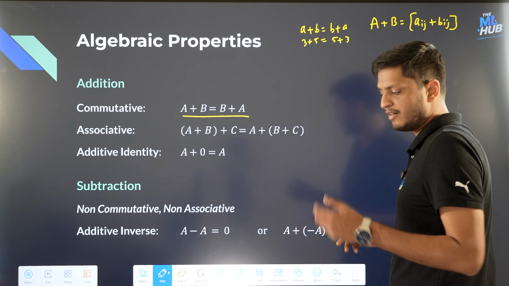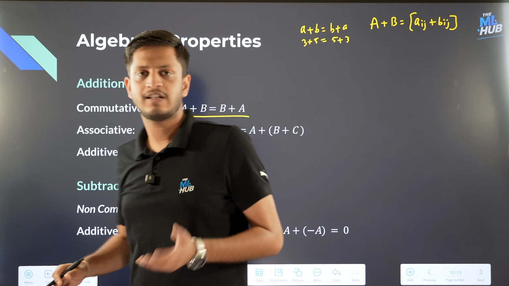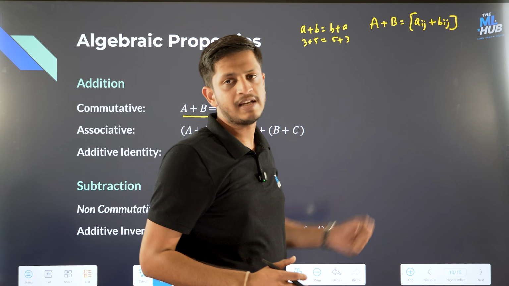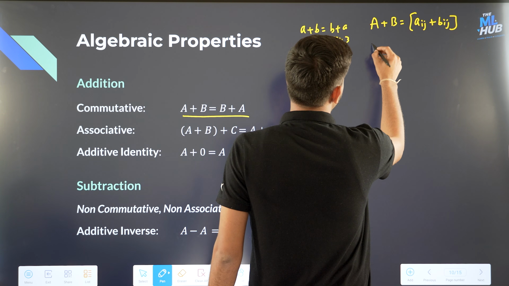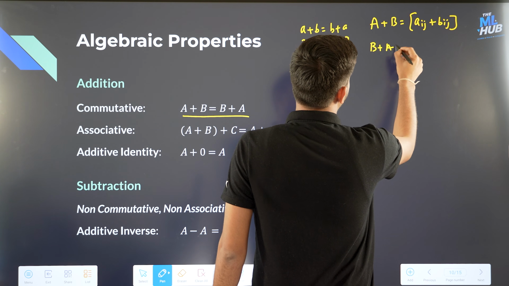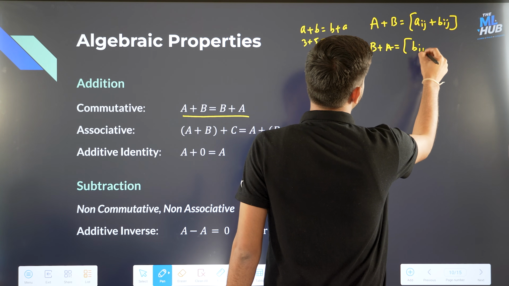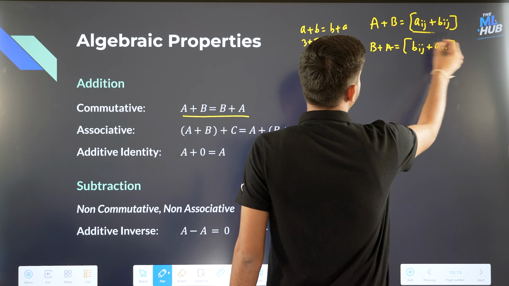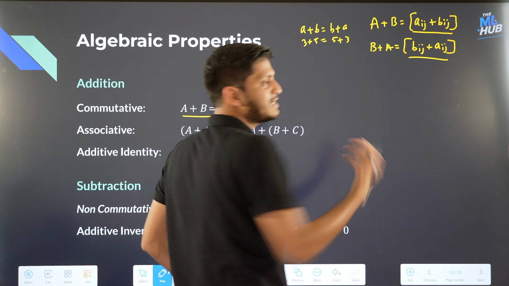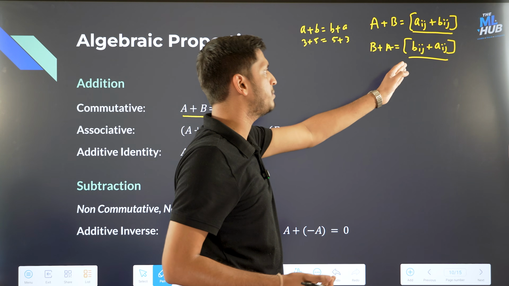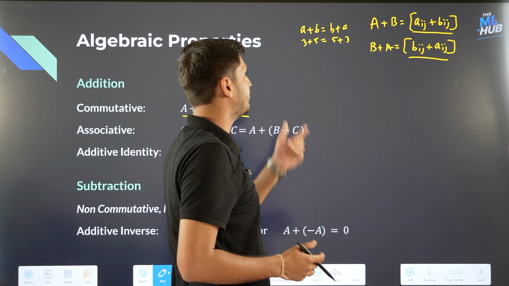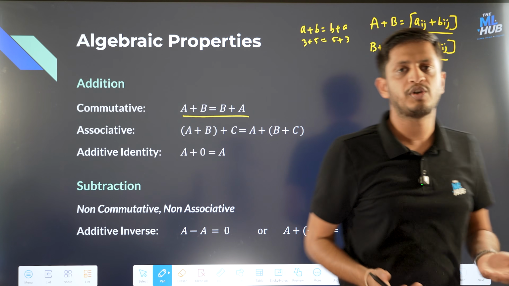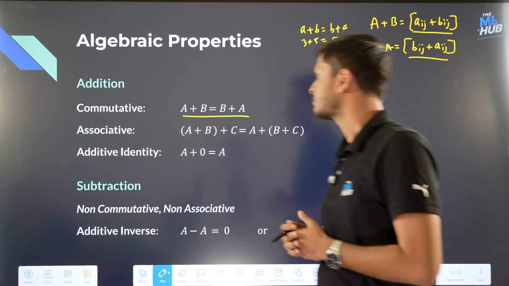If A has an element Aij and B has an element Bij, their order must be the same, then only we can add, and the element is Aij plus Bij. And similarly if we are adding B with A, B plus A, then we will be doing Bij plus Aij as the ijth element. So every ijth element will be the same here and here, because Aij plus Bij will be equal to Bij plus Aij, and hence when we add two matrices the order doesn't matter. Matrix addition is commutative. This property is called commutative.